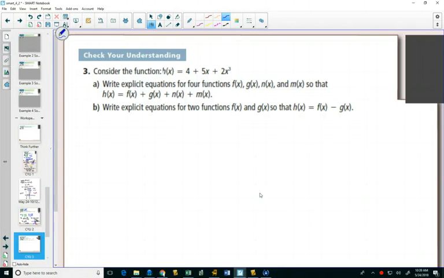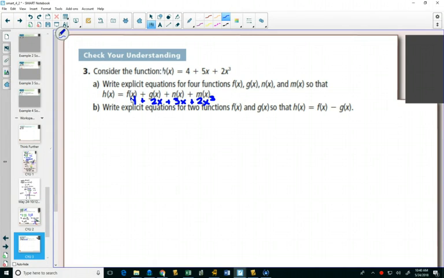We're given an equation h of x, which is 4 plus 5x plus 2x cubed, and you need to make a whole bunch of new equations so that adding all of those new equations together would be the same as h of x. So one example is you could make, if I want 4 plus 5x plus 2x cubed, I can make f of x 4, g of x 2x, n of x 3x, and m of x 2x cubed.